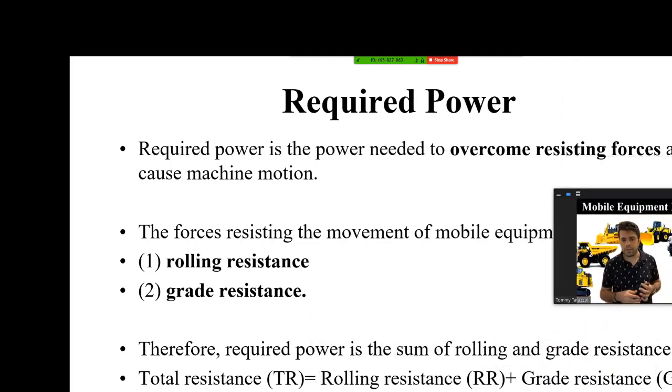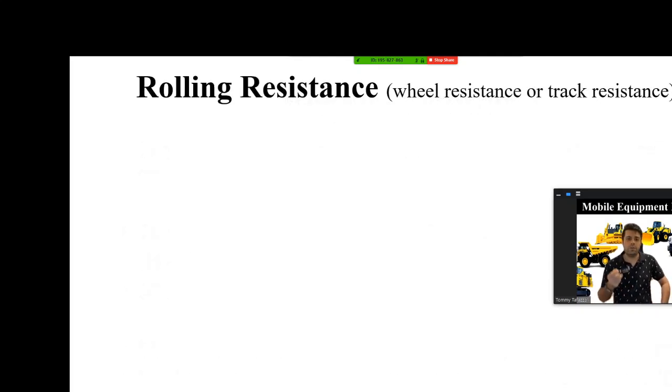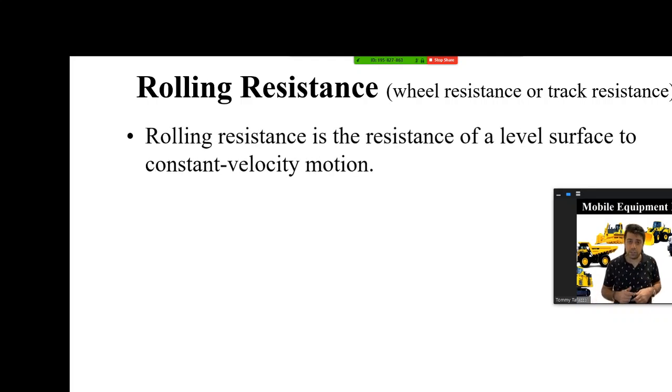required power is the power needed to overcome resisting forces. This is what I just said. The two important resisting forces are the rolling and grade resistance, and the total resistance is the summation of rolling and grade. So rolling resistance was the wheel resistance or track resistance. I'm using this word a lot. So rolling resistance is the resistance of a level surface at a constant velocity or constant speed.